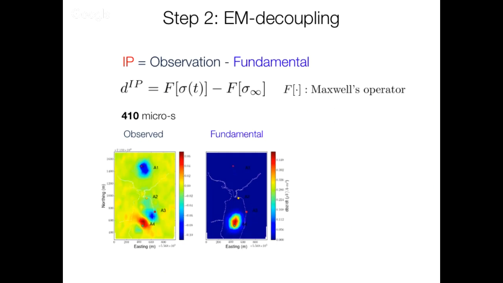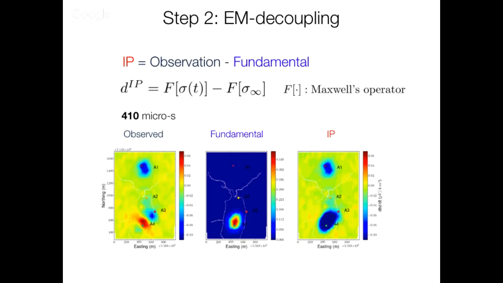At 410 microseconds, the results are more dramatic, and they're also more complicated on the observations. You see down here, there's both positive and negative coming in. The fundamental response looks like this, and here's the IP response. This, I think, is probably one of the most dramatic examples that we've seen with respect to the EM coupling. We basically got rid of this red inductive response here, and now we're left with just this IP signal. There's A1, A2, A3, A4. Okay.